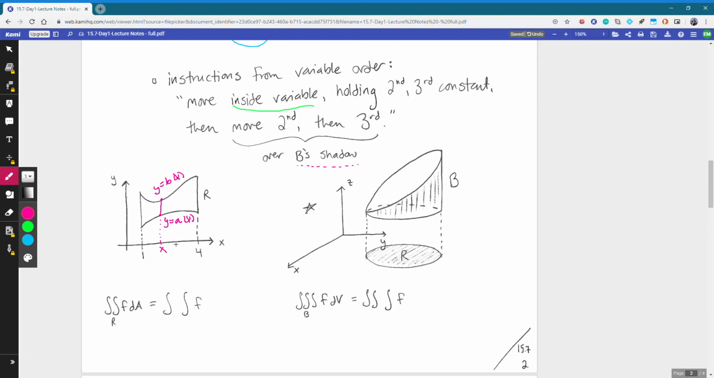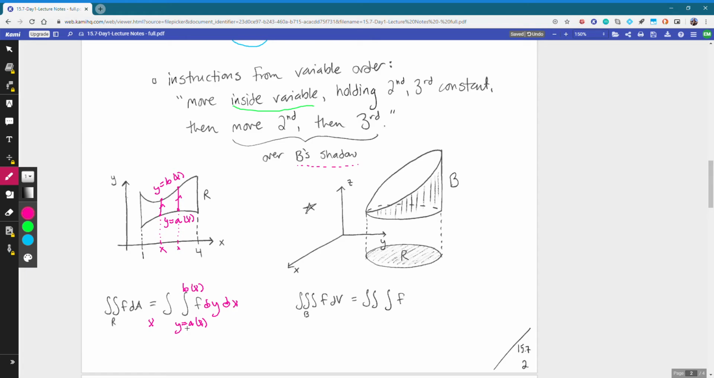And again, the idea is that no matter what x we pick, we get consistent instructions, right? As we move y, we're starting y at the bottom curve and ending it at the top as we move in the positive direction, right? So we get these consistent instructions, and because of that consistency, down here we can write our limits of integration, right? As we set x and move y, we're always moving y from our bottom curve, a of x, to our top curve, b of x.